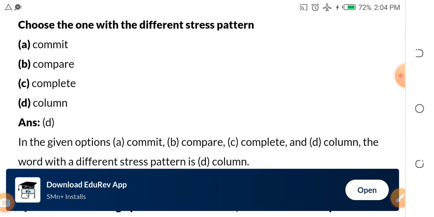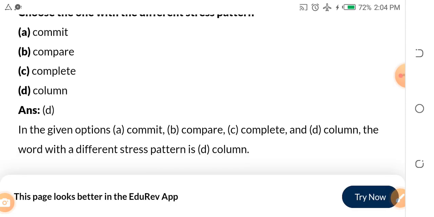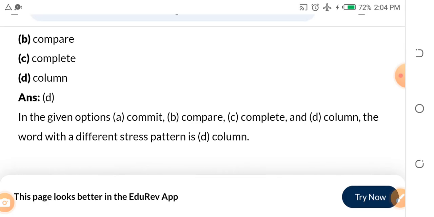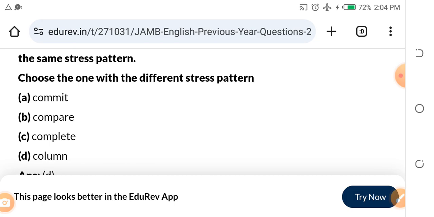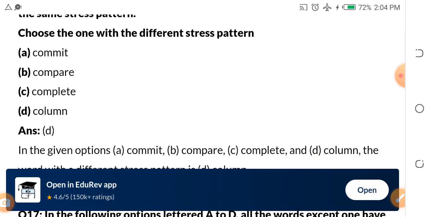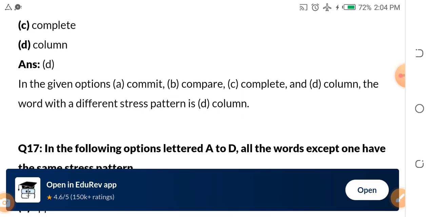A, commit. B, compare. C, complete. D, column. The answer is D. Why? In the given options, commit, compare, complete, and column, the word with a different stress pattern is D, column. The other ones have the stress at the second syllable, but column has the stress at the first syllable.